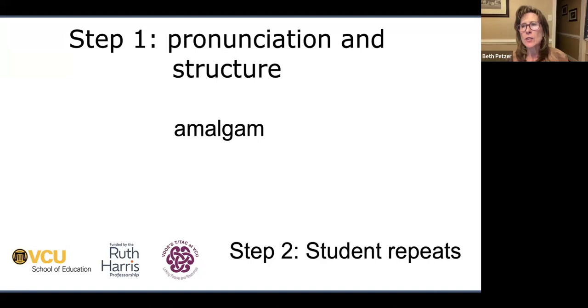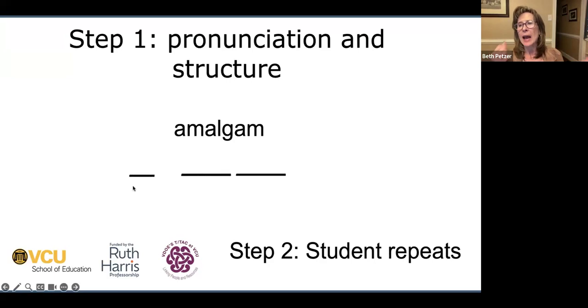And now we're going to focus on the sounds of the words. How many syllables do you hear in the word amalgam? Well, nice. I see somebody holding up 3. Nice job. Yes. And for every vowel sound we hear, we have a syllable. And yes, we have 3 syllables. So there they are, amalgam.